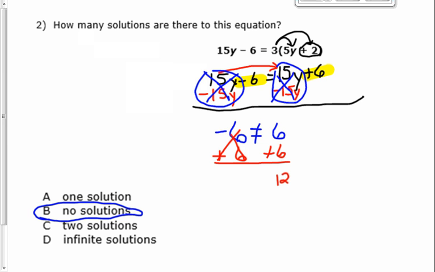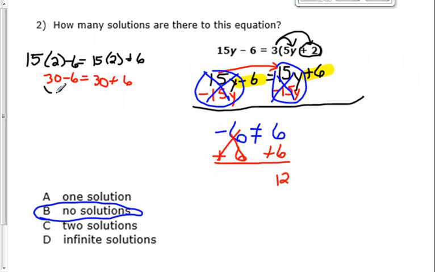Okay, since I am not using a calculator, let's just plug in 2. So we have 15 times 2 minus 6. That is equal to 15 times 2 plus 6. Well, 15 times 2 is 30, and 30 minus 6. The other side was 30, but you're adding 6.